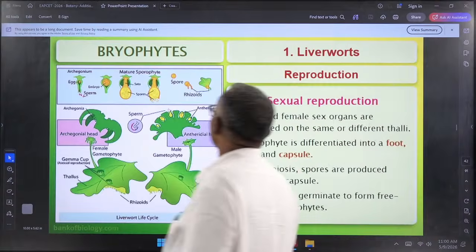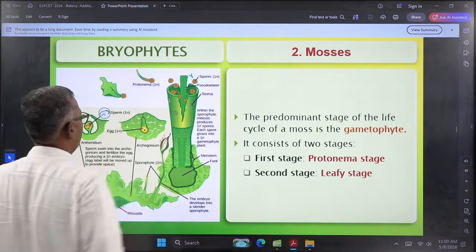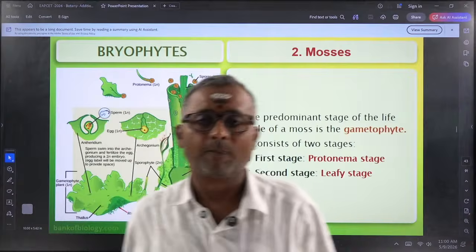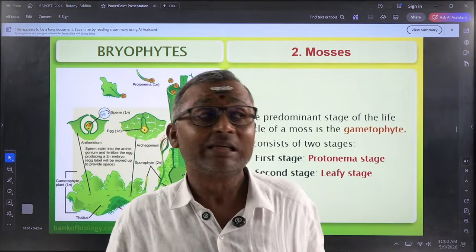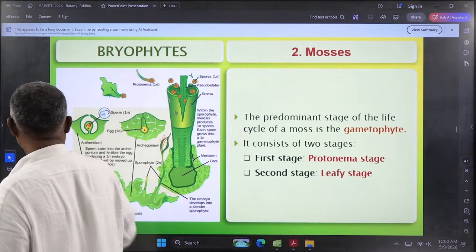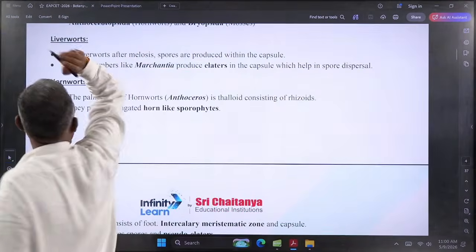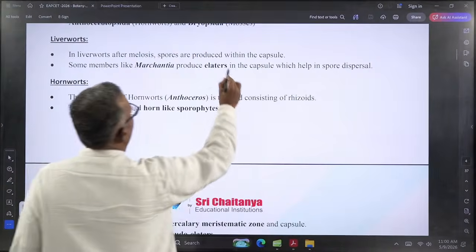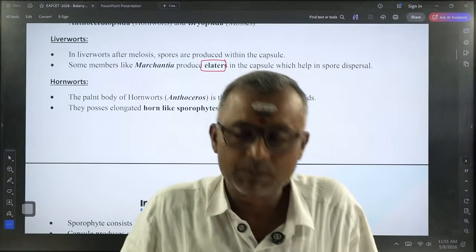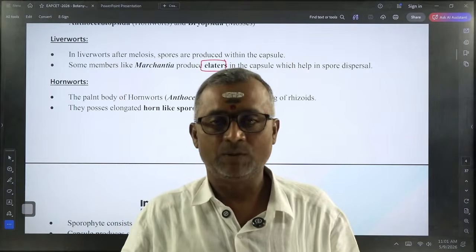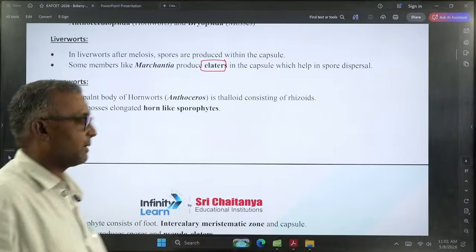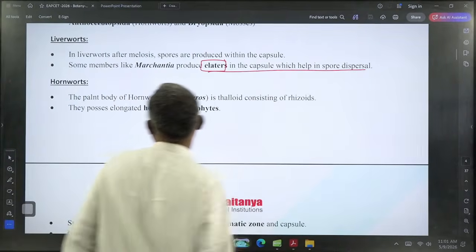Of course, it is not given here. Now here you will be getting the capsule, after sexual reproduction the capsule will be formed. This capsule contains spores as well as elaters. That is very, very important. Look at here, spores and elaters. Elaters are hygroscopic structures which help in dehiscence of the capsule. Dehiscence means rupturing, as well as dispersal of the spores. So this you have to remember, and this point is not given in our NCERT book.